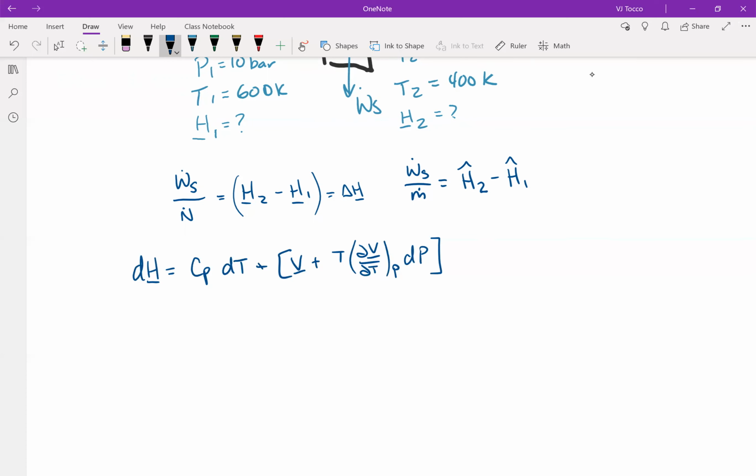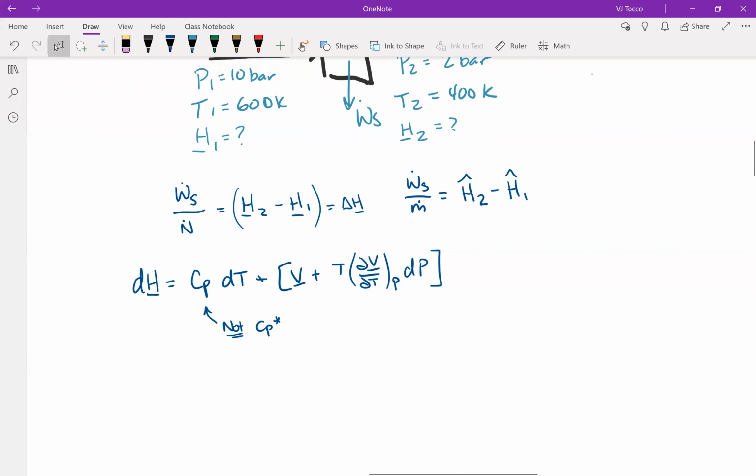Remember what the problems with this expression were. That Cp is not Cp star. In the back of the book, you have an appendix where it gives you what Cp is. It doesn't explicitly say that it's Cp star, but Cp star is only for an ideal gas. And Cp here, because we're going from 10 bar to 2 bar, we cannot assume ideal gas. So the Cp in the back of the book is not valid. Cp in appendix, not valid at these high pressures.